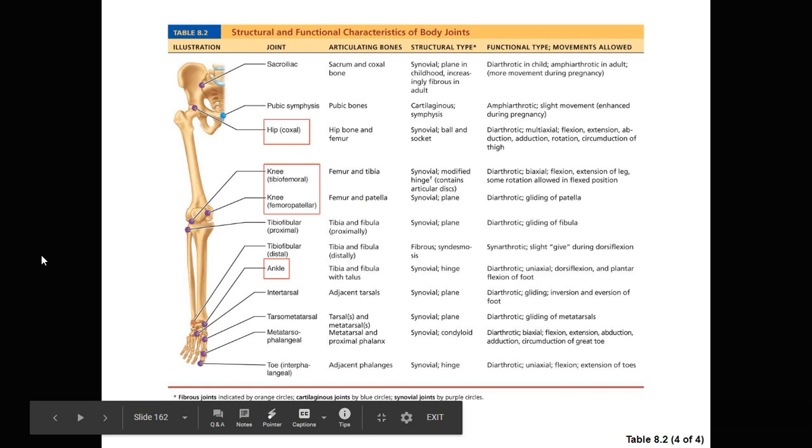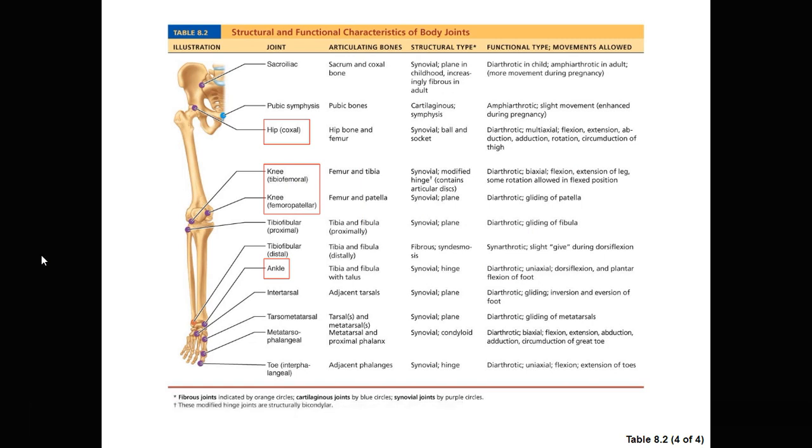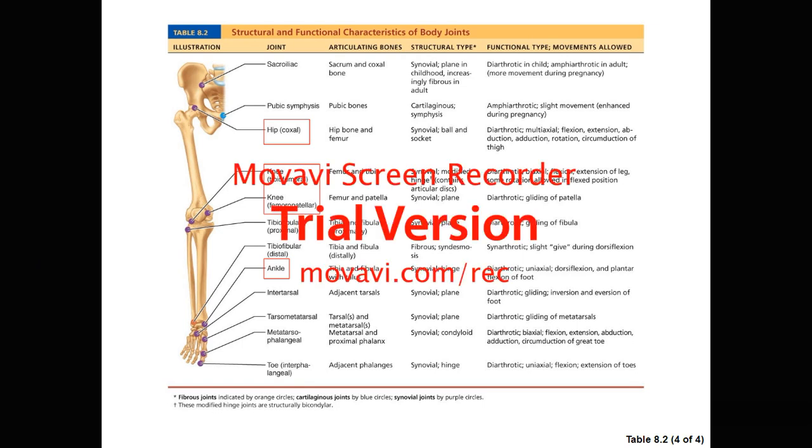And then the hip joint, knee, ankle. Again, some of these we may not have talked about, but they are still in this chart. It still summarizes for you. It's still information that's also in your book.